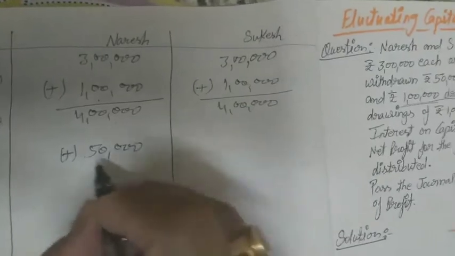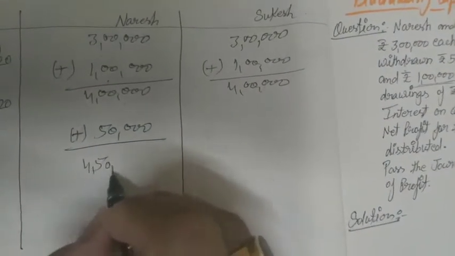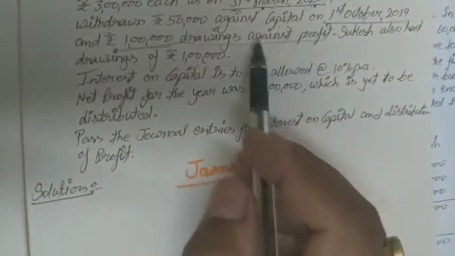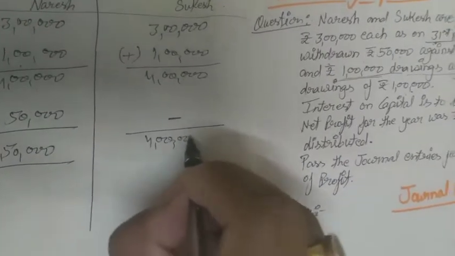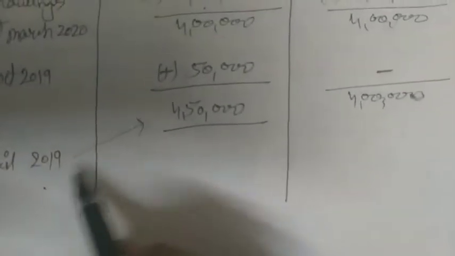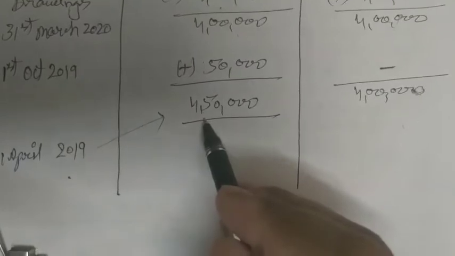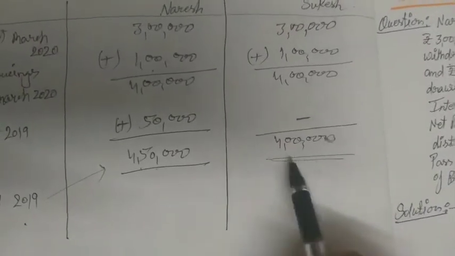50,000 rupees with Naresh, and now 4,50,000 capital is there, but there is no other transaction related to drawings. So 4 lakh rupees capital will be there on 1st April 2019. On 1st April 2019 they have capital of 4 lakh rupees with Naresh and with Sukesh 4 lakh rupees.